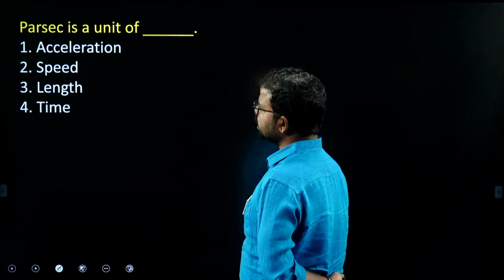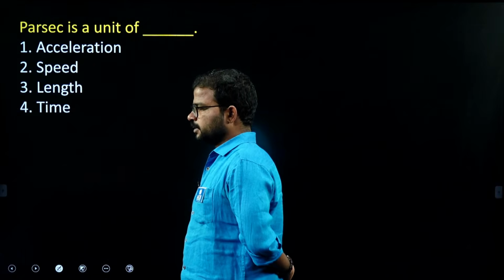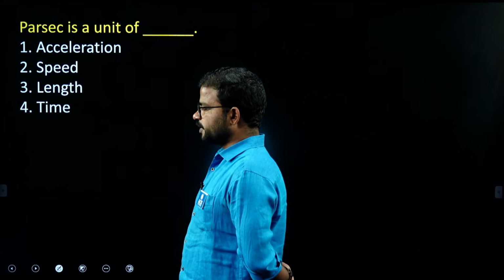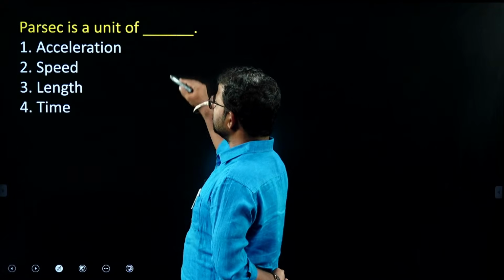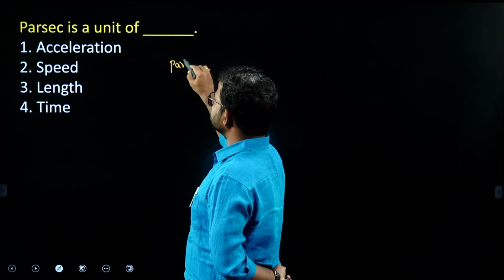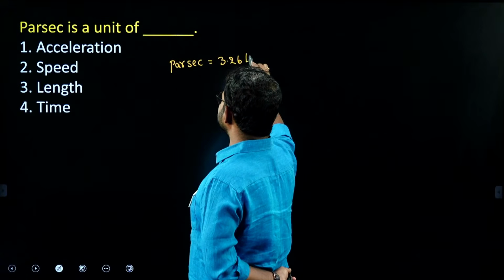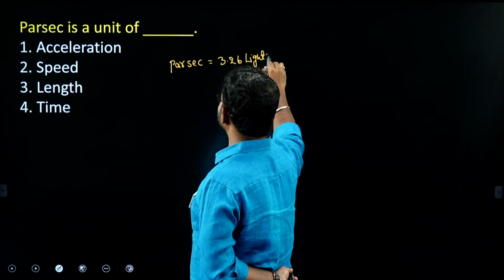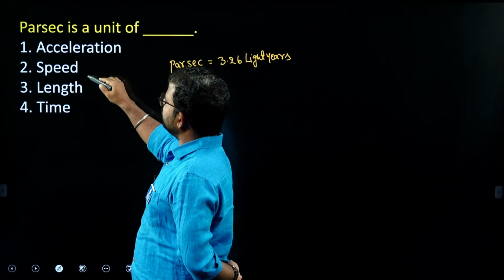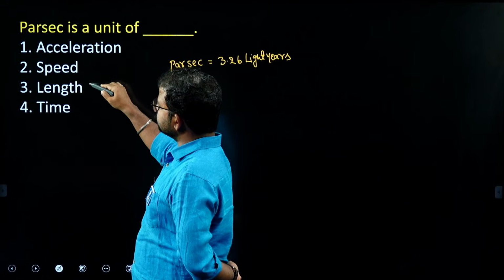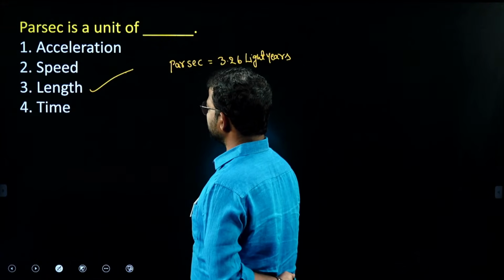Next, parsec. Parsec is a unit of acceleration, speed, length, or time. One parsec is equal to 3.26 light years. So this is the unit of length, nothing but distance. Option 3 only.